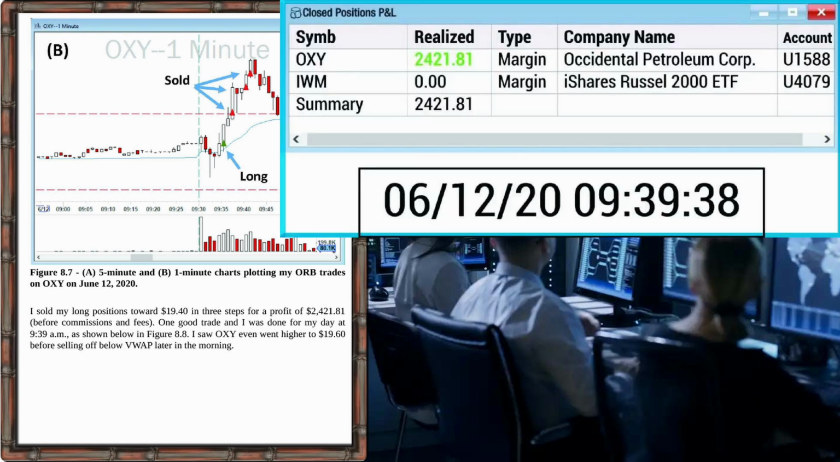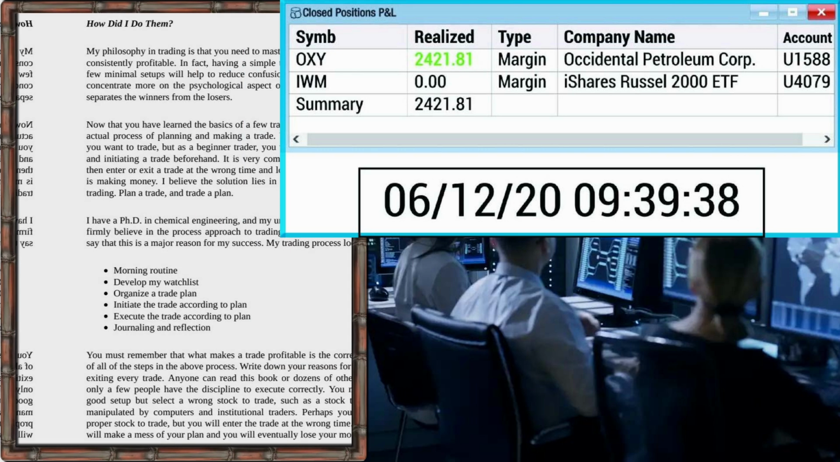As shown below in figure 8.8, I saw OXY even went higher to $19.60, before selling off below VWAP later in the morning. How did I do this?